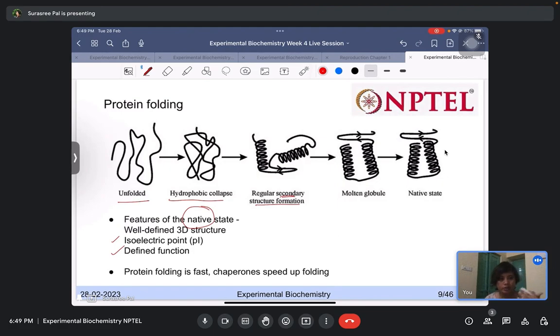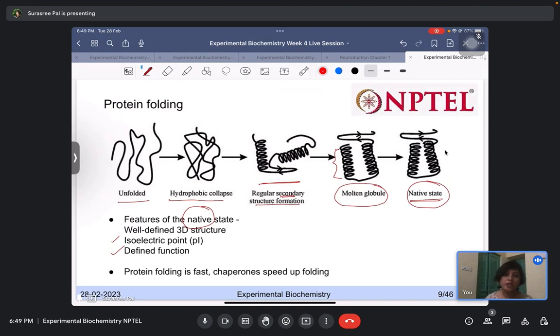So these secondary structures start to form, and then there is a state called the molten globule state, which is an intermediate in protein folding. You can see that it is not a native state, but it is very close to the native state. But remember, it is a more compact structure. It has all the secondary structure elements like the helix and the sheets, but still it is not the native state. So this is called a molten globule state, after which there is an appearance of the native, or three-dimensional, state of the protein.